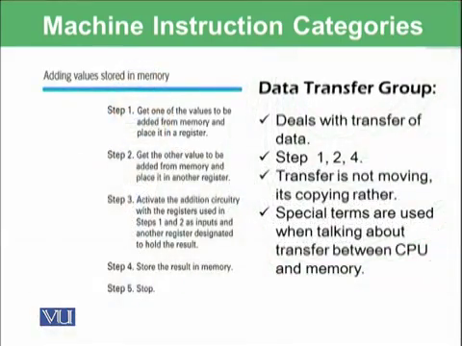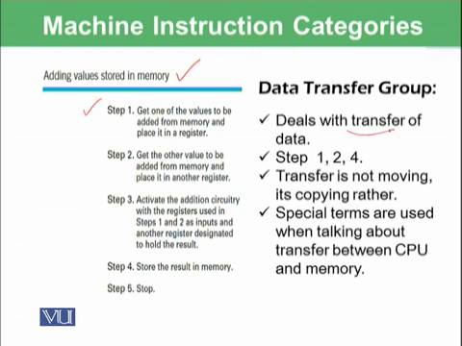So the first group is the data transfer group. It deals with the transfer of data. For example, you have learned this algorithm previously, adding two numbers. In it, you can see that step 1 is to get one of the values to be added from memory and place it in a register. Such a work is known as transfer. So step 1, step 2 and step 4 are the data transfer group instructions used within this algorithm which we learned in the previous module.